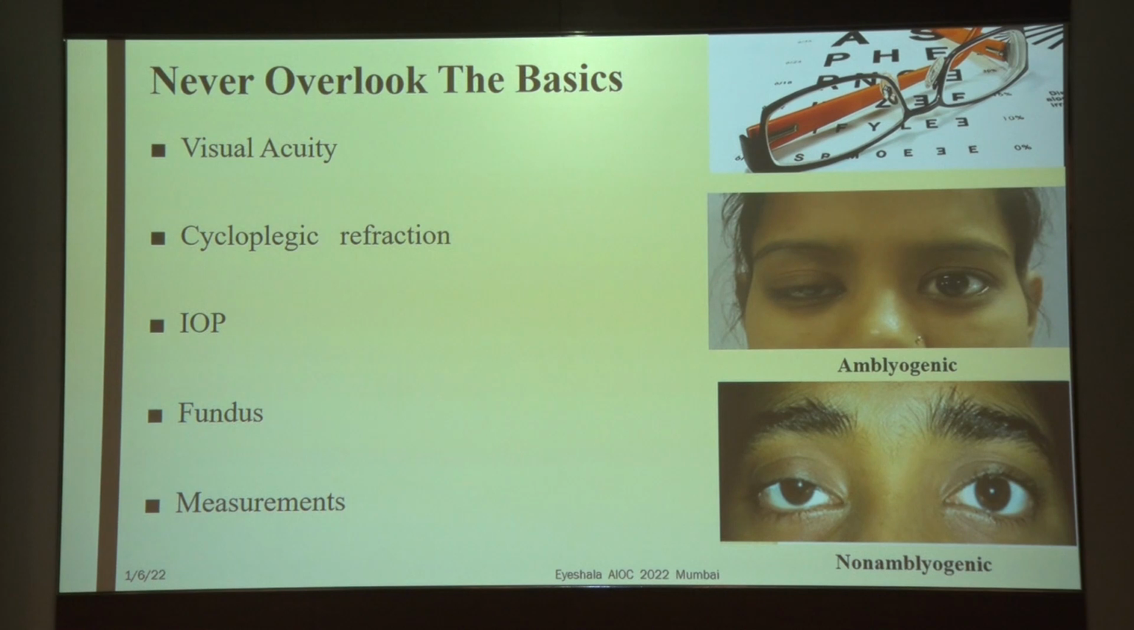Never overlook the basics. Visual acuity, very important, because you know ptosis can lead to amblyopia due to two causes. Either it is severe ptosis leading to disuse atrophy, the eye is not being used, or it can lead to meridional amblyopia also due to the weight of the lid. So you have to be very conscious about the visual acuity. It should not be that you have operated and the parents say that the surgery has led to the diminution of vision. So very important to have a pre-op assessment of the vision. A cycloplegic refraction must. IOP, fundus, and you come to the measurements of ptosis.